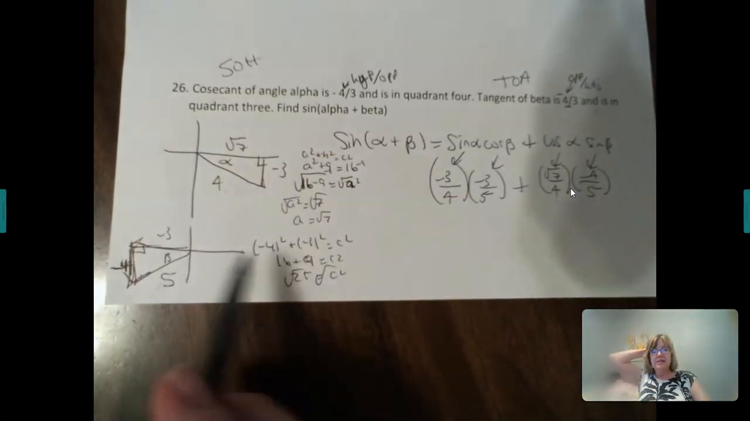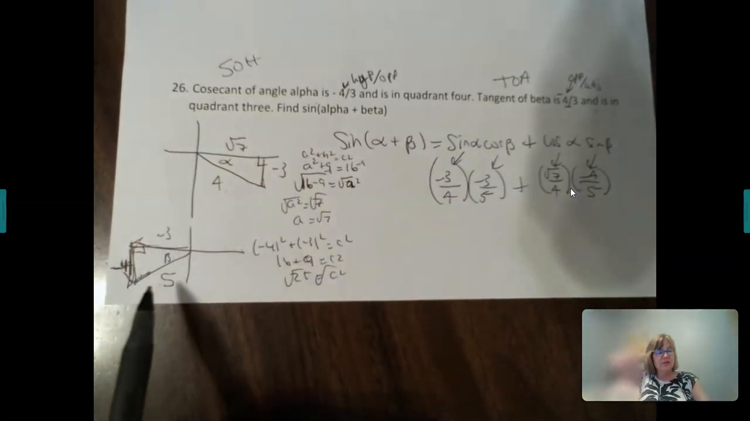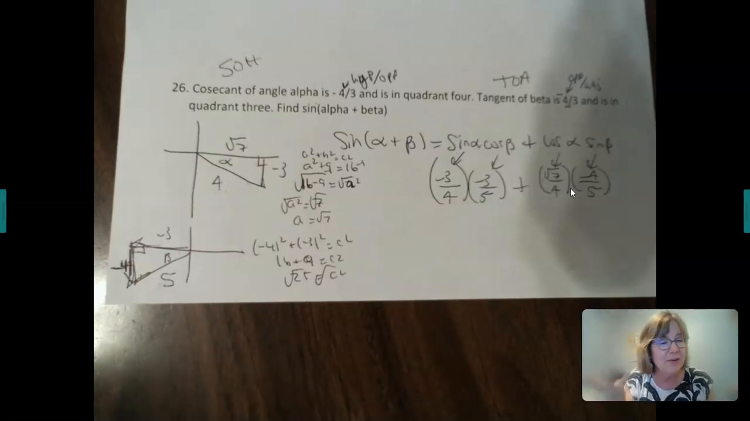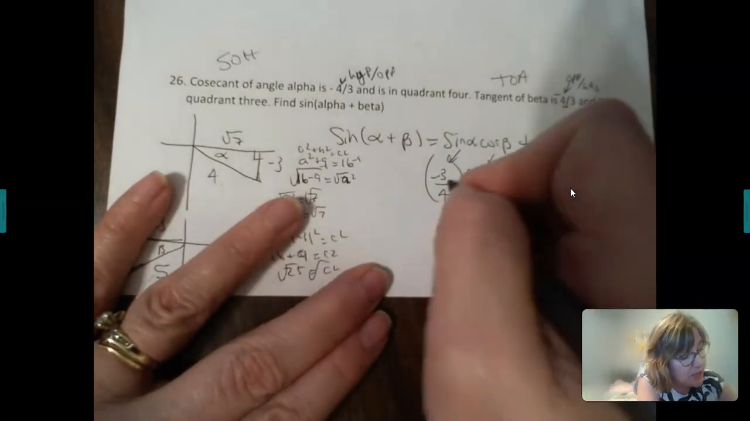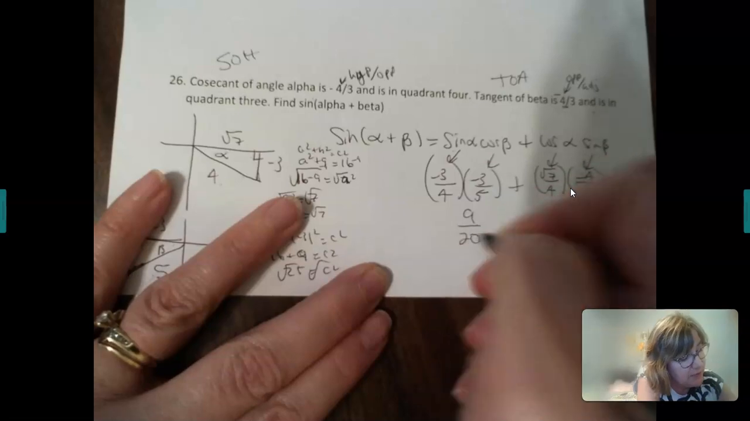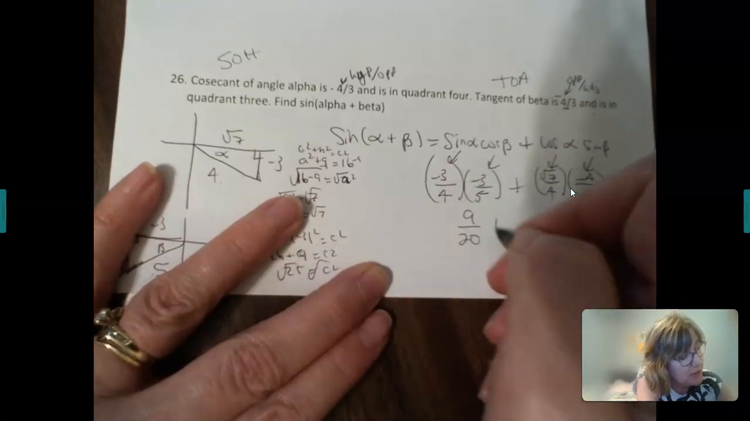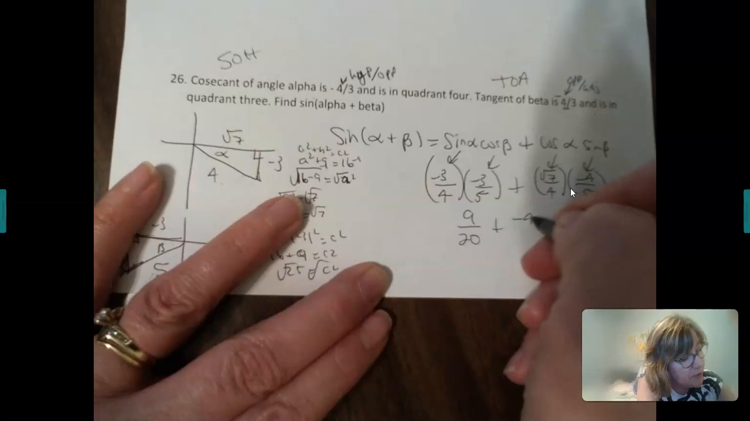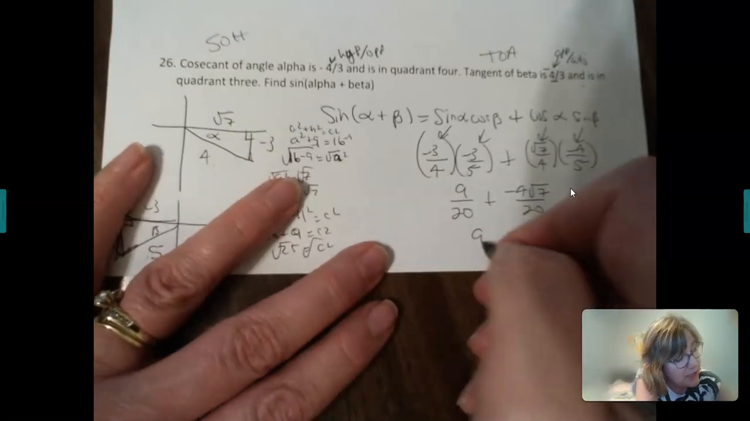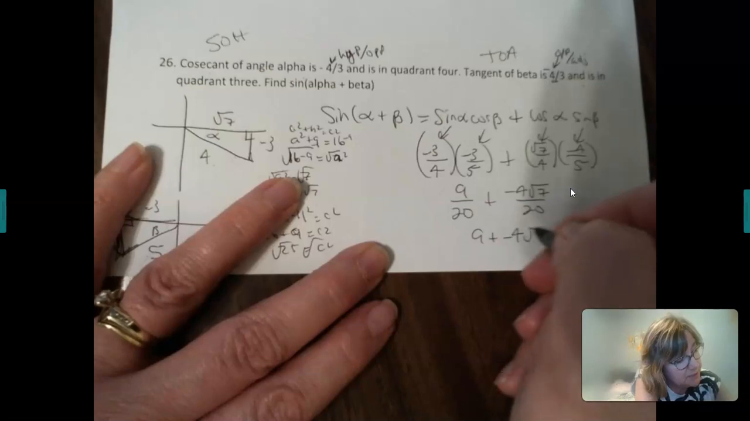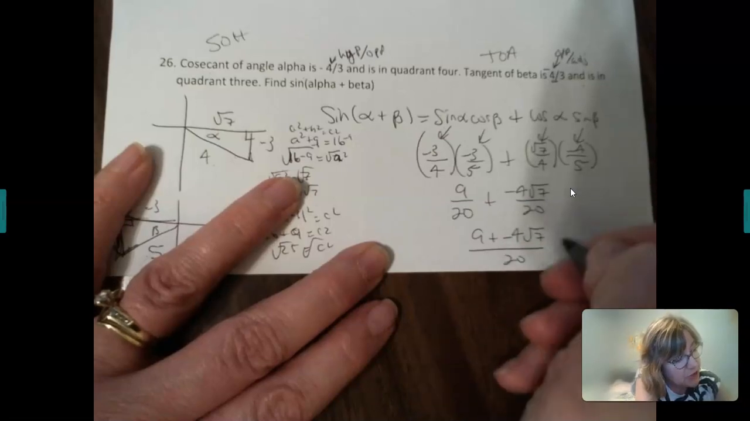Okay. All right. And some of you know a 3, 4, 5, so you're like, Julie, I didn't even do the Pythagorean theorem. That's great. Love it. All right. So negative times a negative is a positive. Multiply straight across. This would be -4 on the outside, square root of 7 all over 20.